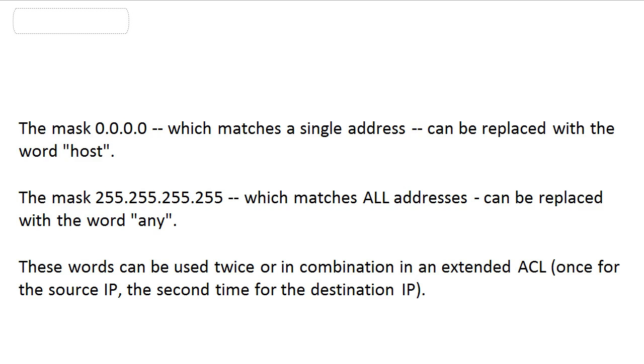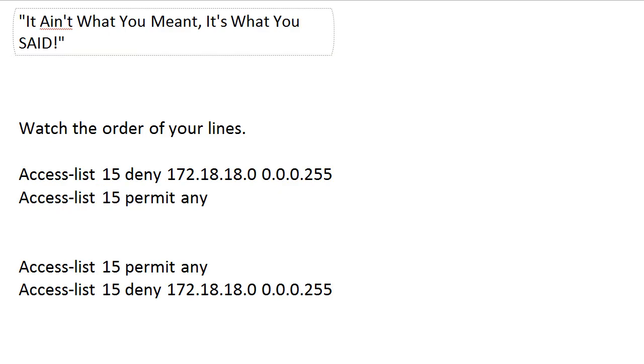Now, instead of typing 255 four times, that mask which matches all addresses can be replaced with the word any. And what you have to get used to with the extended ACLs is that these words can be used twice or in combination in an extended ACL, once for the source IP and another time for the destination IP. And we'll take a look at extended ACLs on the live equipment here shortly, and I'll show you exactly what I mean. But as my sainted papa used to say, it ain't what you meant, it's what you said.